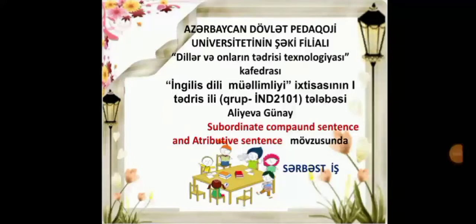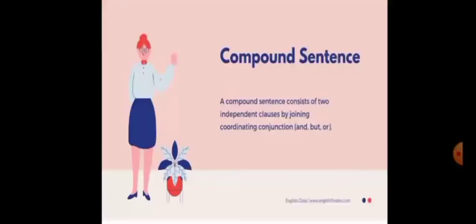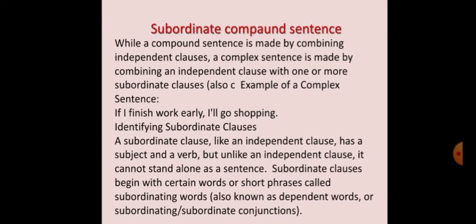Our subject is the subordinate complex sentence and the attributive sentence. A compound sentence consists of two independent clauses joined by a coordinating conjunction such as and or but. While a compound sentence is made by combining independent clauses, a complex sentence is made by combining an independent clause with one or more subordinate clauses. Example of a complex sentence: If I finish work early, I shall go shopping.